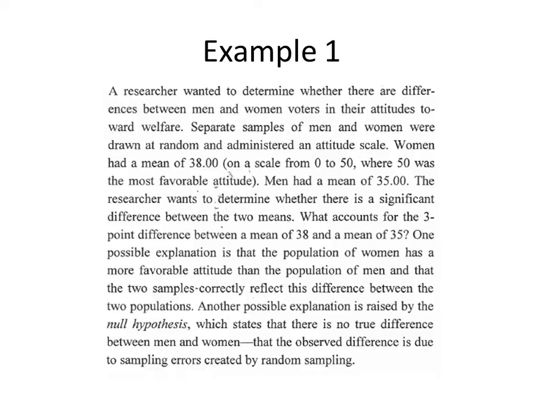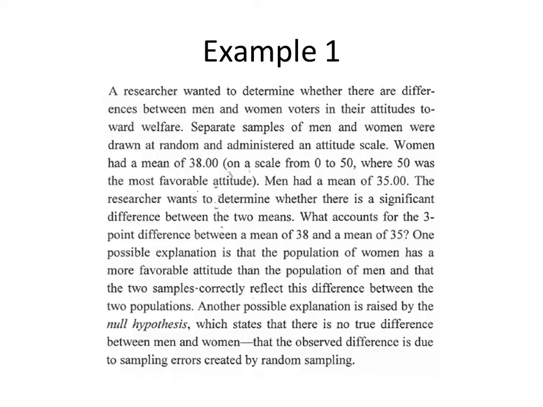A researcher wants to determine whether there are differences between men and women voters and their attitudes towards welfare. So separate samples of men and women are drawn at random and administered an attitude scale. The women had a mean of 38 on a scale of 0 to 50, where 50 was the most favorable attitude. Men had a mean of 35.